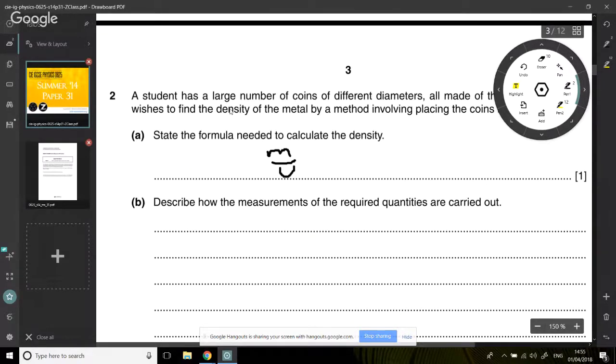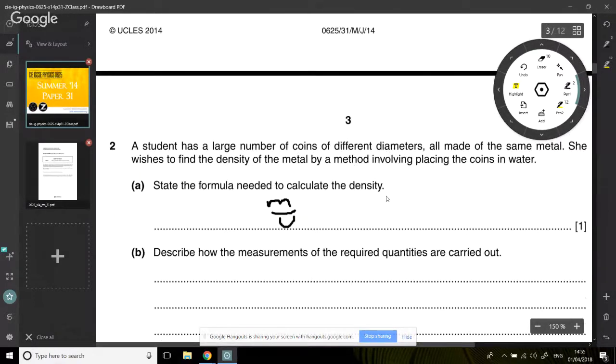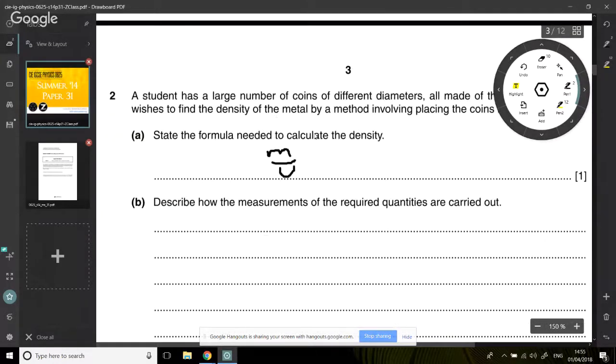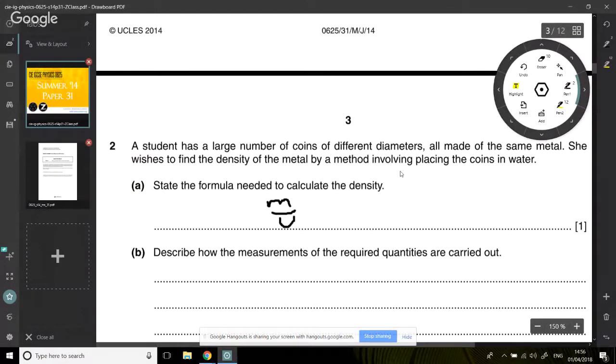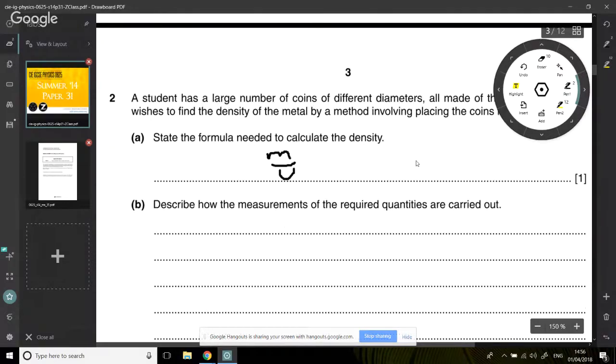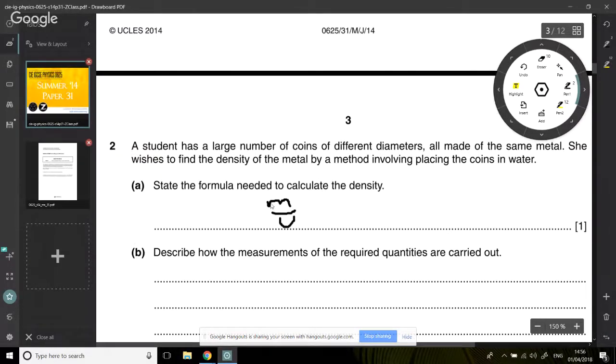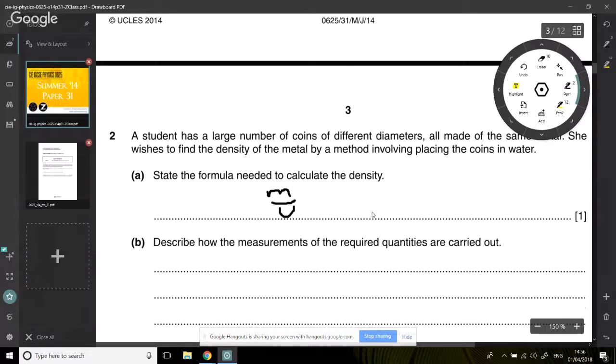Okay, a student has a large number of coins. This question is basically asking how you would go about measuring the density of something. In this specific example, it's coins. They briefly ask you for the formula. This is quite simple: you have mass over volume.